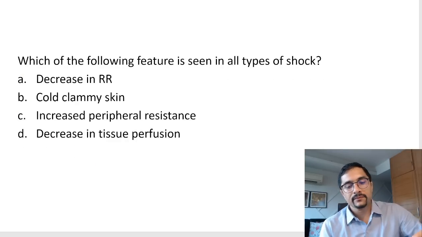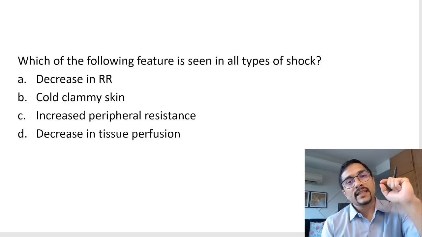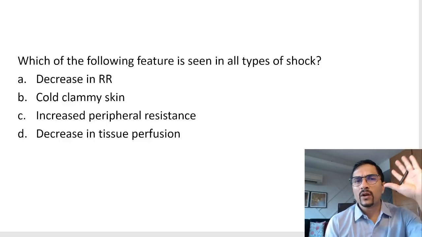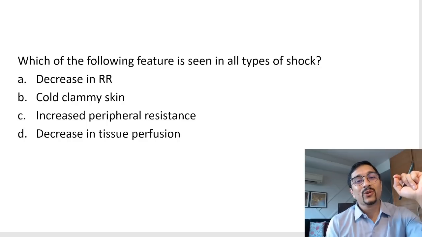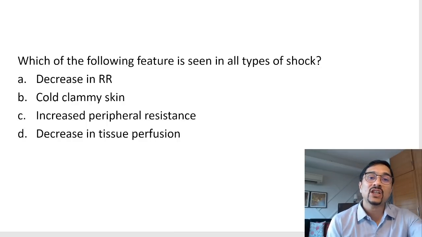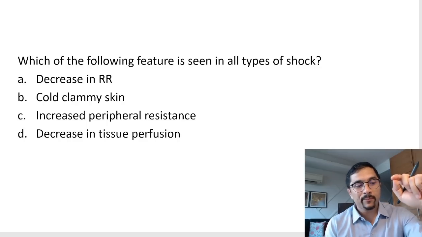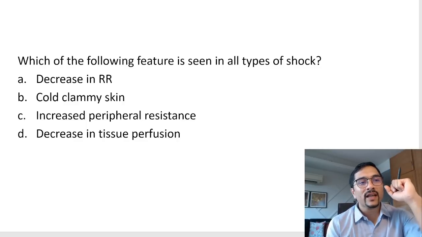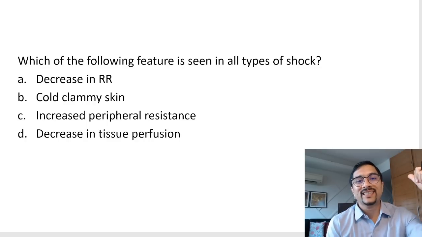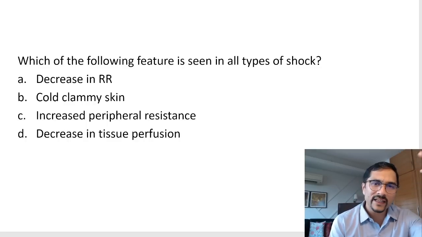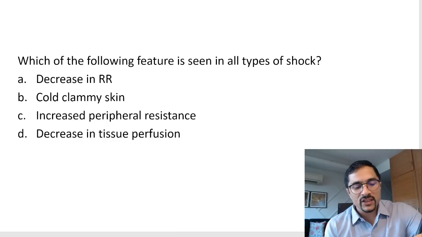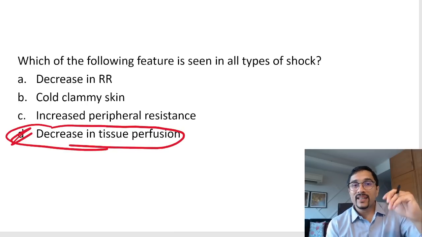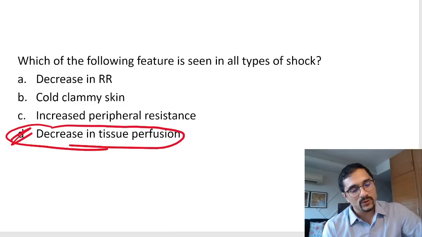Which of the following features is seen in all types of shock? So what is one constant feature of all types of shock? Shock, you know, is hypoxia at the cellular level. So why is this hypoxia occurring? Because less oxygen is reaching the tissue, because of any cause. So one constant feature is decrease in tissue perfusion, or decrease in oxygen going to the tissue. Okay.